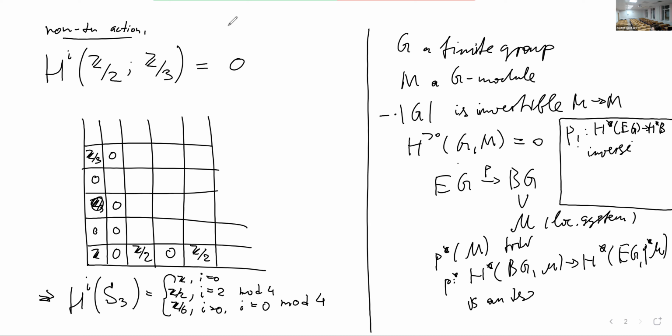BG. Okay, now let's see. There's not enough room.